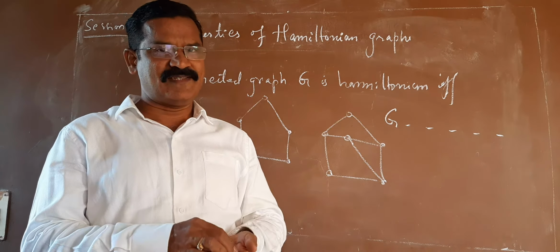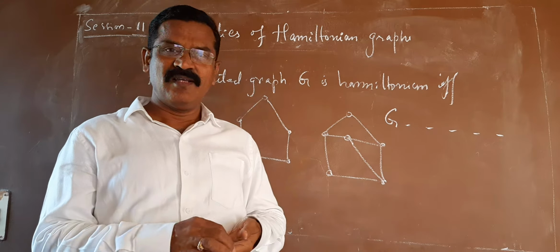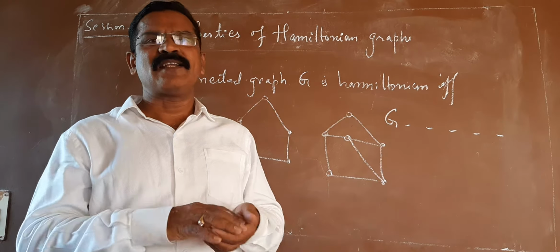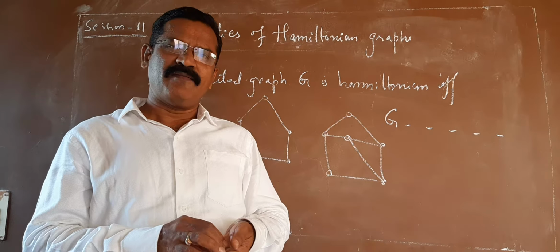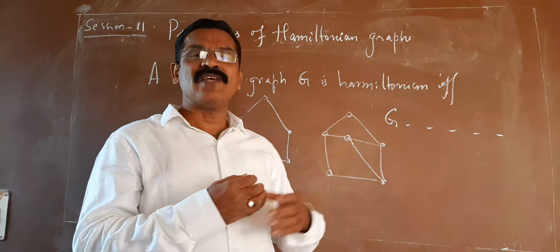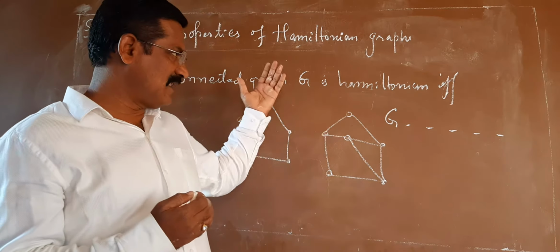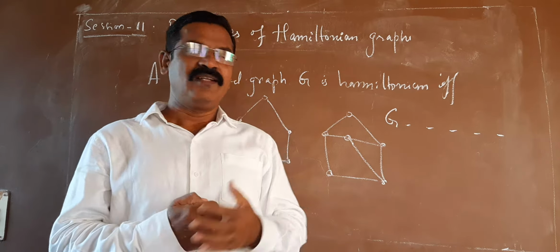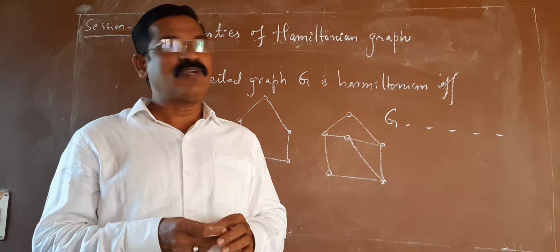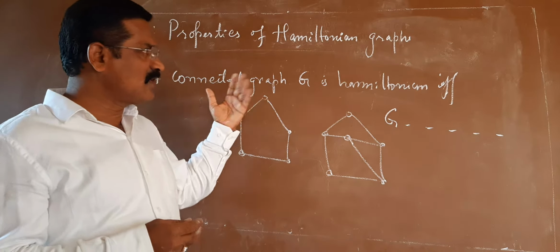So you may realize, though the concept is very simple, till today there is no general characterization for Hamiltonian graph. So you are all young mathematicians. You may think in this direction, and if you get such a general characterization, then it will be considered as a standard result in graph theory.